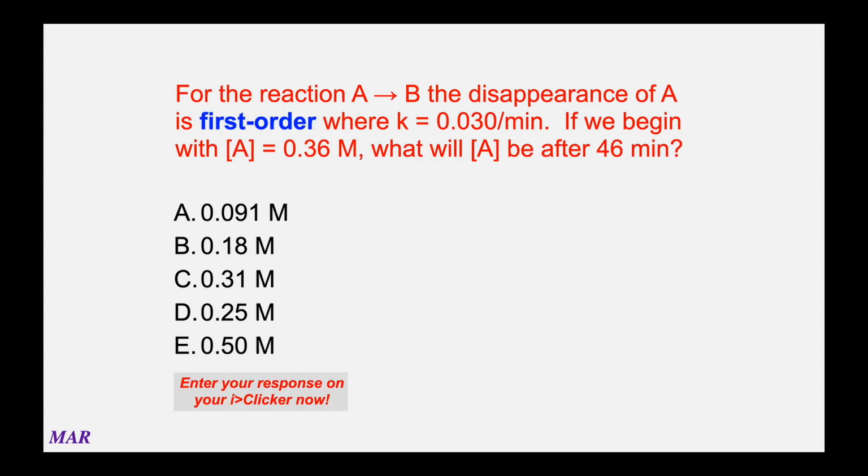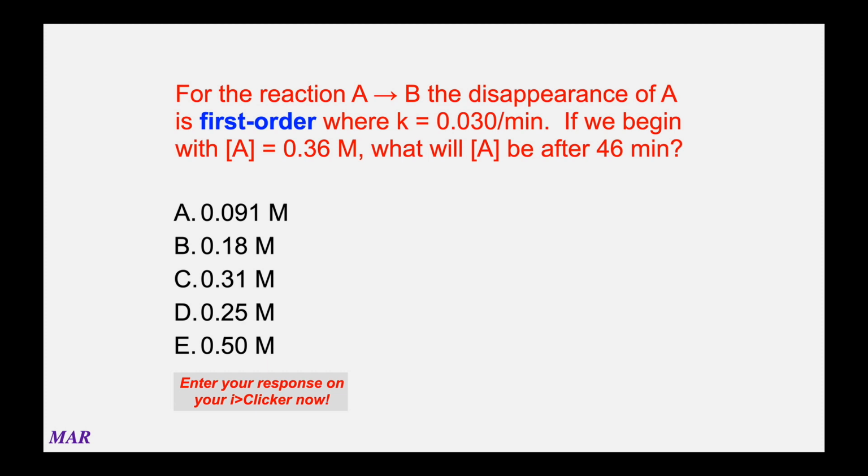Here's a reaction, A to B. Again, the disappearance of A is first order. Here's the rate constant, 0.030 per minute, which is basically minutes to the minus 1, inverse time. We're beginning with an A value of 0.36 moles per liter. What will A be after 46 minutes? I definitely recommend that you use the integrated first order rate law to solve this problem. Hint, hint. I recommend you pause the video now, work on it, and when you're ready, unpause it. We'll talk about the answer.